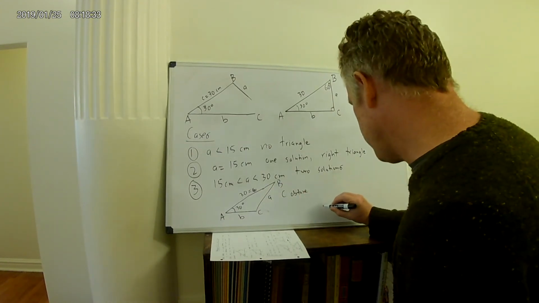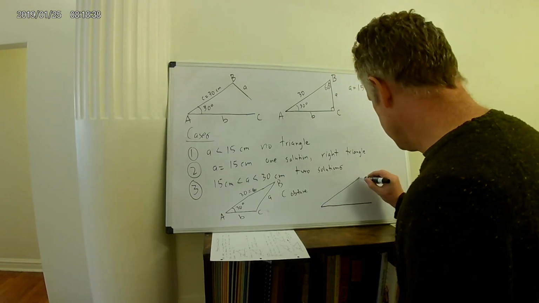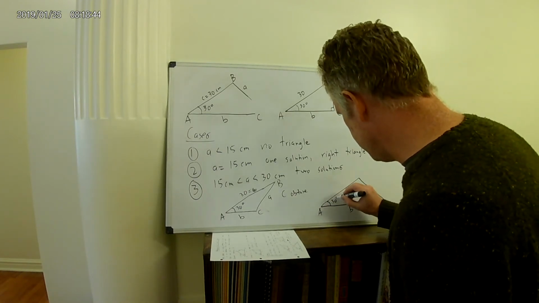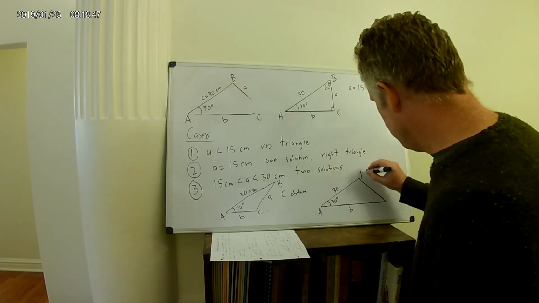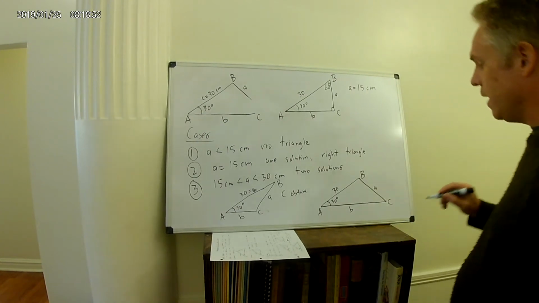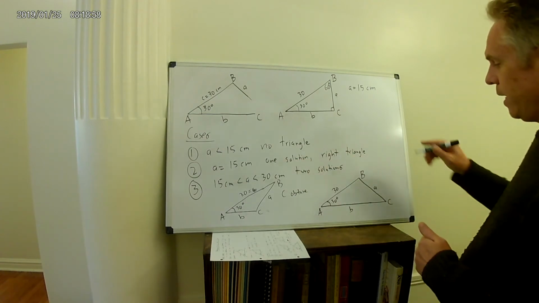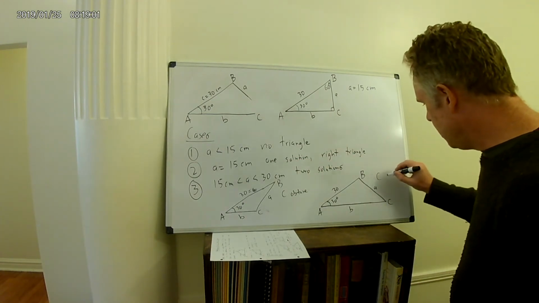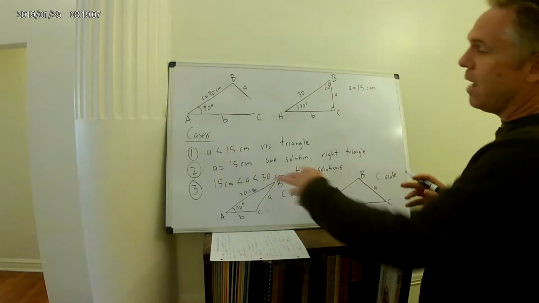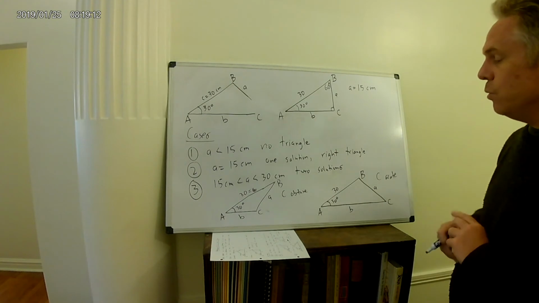Or we could have another situation that looks like this. We know A is 30 degrees. This is 30, angle B here, angle C here. This is side length A. Again, A is between 15 and 30 centimeters in length. In this situation, angle C is acute, meaning it's less than 90 degrees. And these are both valid. These are both situations we could have. This is the ambiguity of an SSA triangle. We actually have two solutions.